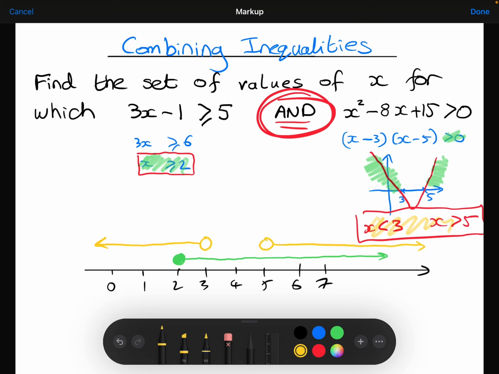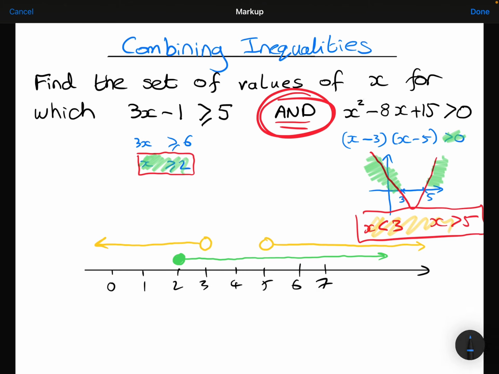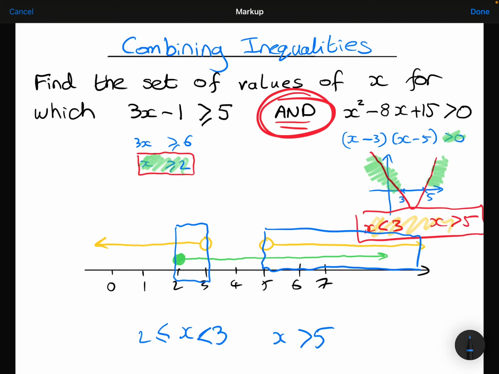Now, where is there a green line and a yellow line? Well, there's a green line and a yellow line in between the 2 and the 3. So that is the answer that we had before. But there is also a green and a yellow line where x is greater than 5, which was the part of the answer that was missing before. So if you make sure you draw a number line, you will not forget any part of the answer, and that can avoid that mistake.